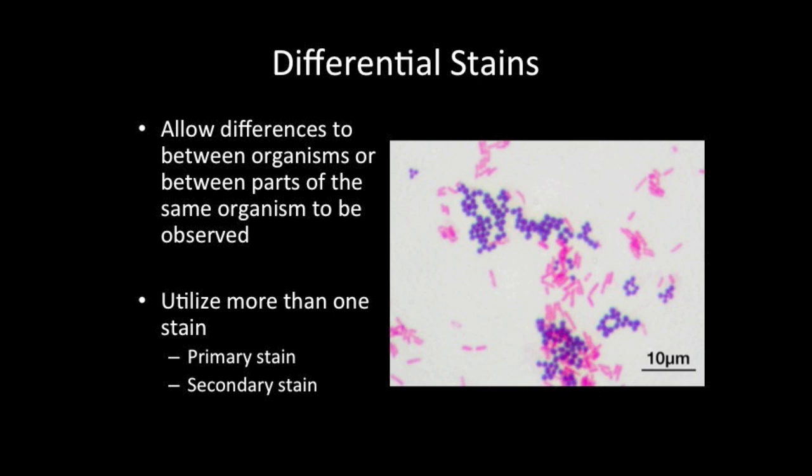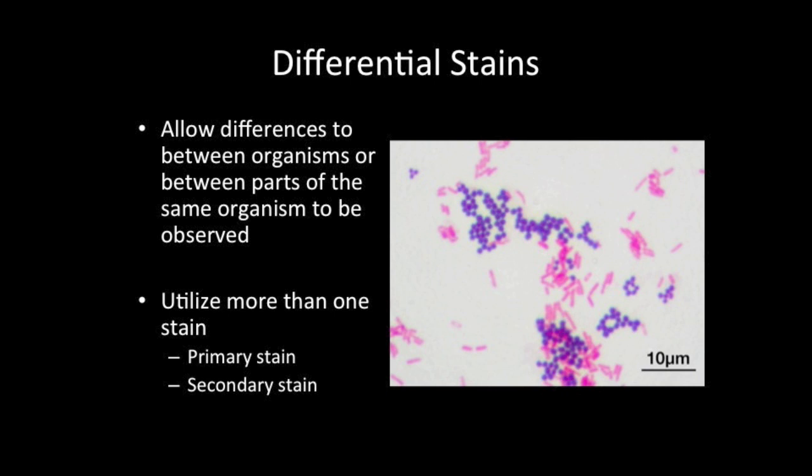organism. Differential stains permit the observer to see cell size, cell shape, and cell arrangement like simple stains do, but unlike simple stains, they also allow us to gather information about other features. For this reason, differential stains are more commonly used in the lab than simple stains are. Differential stains make use of more than one stain.